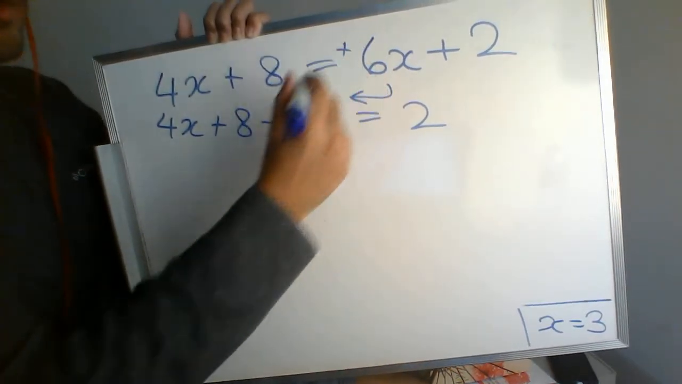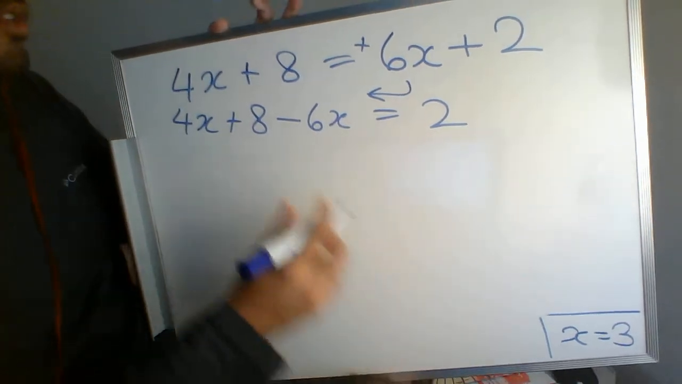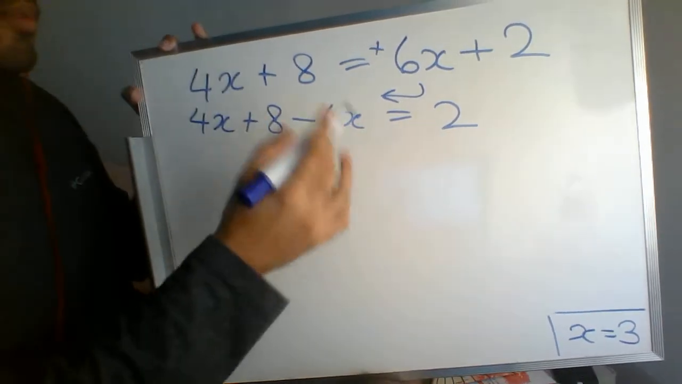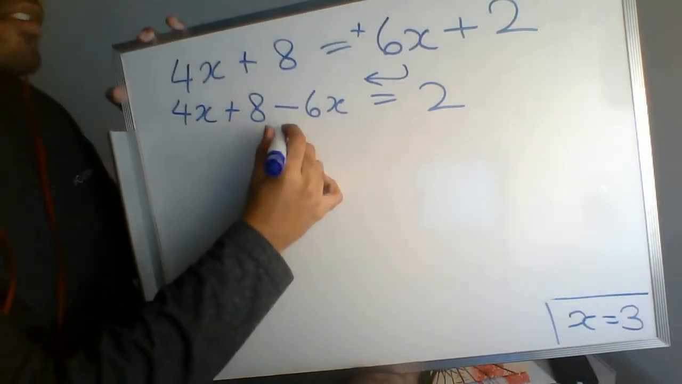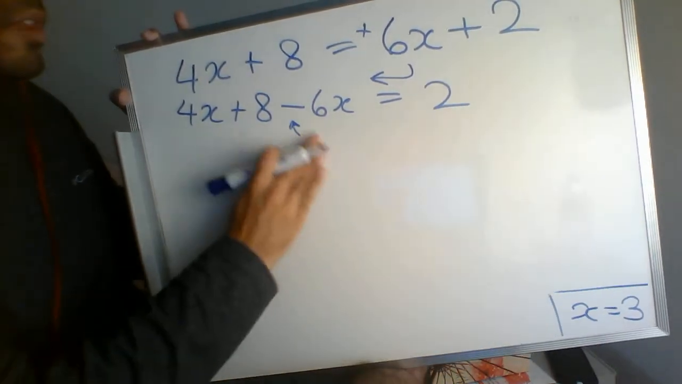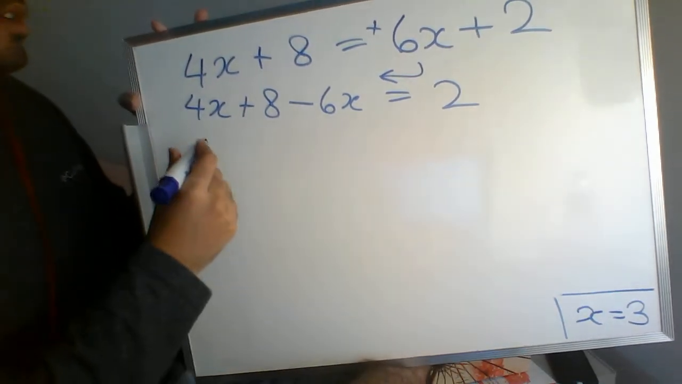We've taken this positive 6x and brought it over to the left side. So now, because it was positive before and we've brought it over the equal sign, it becomes negative now, so it's being subtracted here. So we've got 4x plus 8 minus 6x is equal to 2.